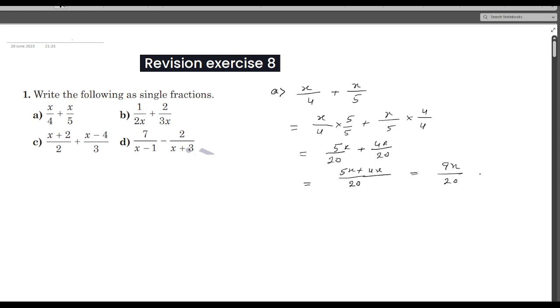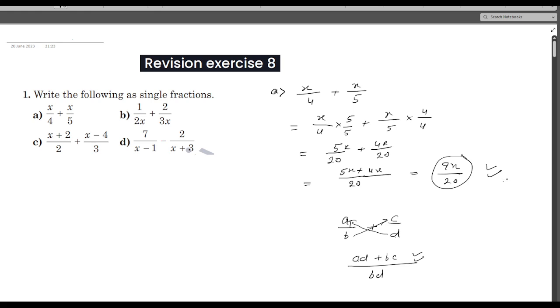Now this whole activity can also be replaced by one method. Like if I have to add a divided by b with c divided by d, then what we do, we multiply this d with a and b with c, so it becomes ad plus bc, and then in the denominator we multiply b and d together. So this will also give you the same result.